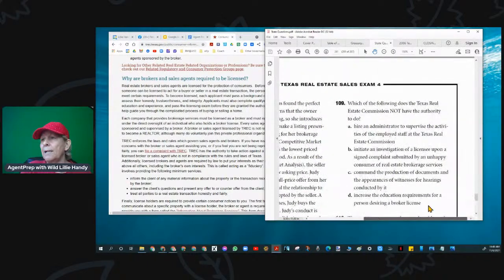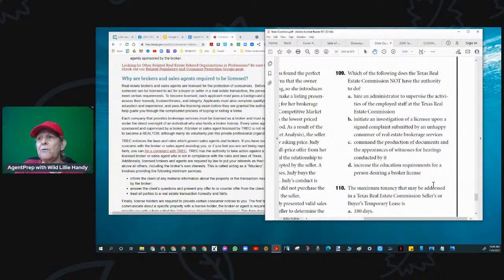All right. Number 109. Which of the following does the Texas Real Estate Commission not have authority to do? A, hire an administrator to supervise the activities of the employed staff at the Texas Real Estate Commission, known as TREC. B, initiate an investigation of a licensee upon a signed complaint submitted by an unhappy consumer of real estate brokerage services. C, command the production of documents and appearances of witnesses at a hearing conducted by it. And D, increase the education requirements for a person desiring a broker license. So what does TREC not have the authority to do?